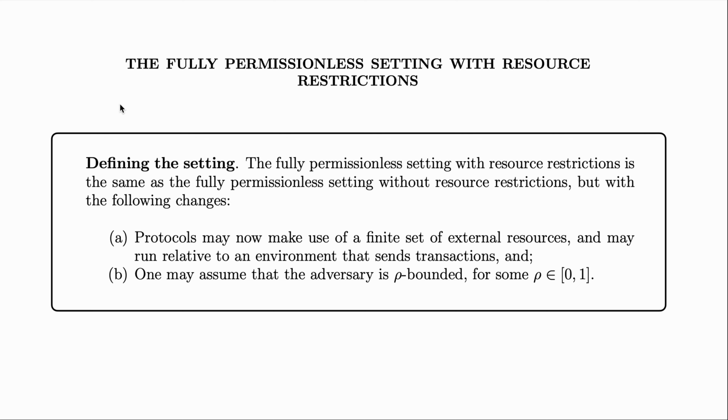So here's the definition. The fully permissionless setting with resource restrictions is the same as the fully permissionless setting without resource restrictions that we defined earlier, but with the following changes. First of all, protocols may now make use of a finite set of external resources and may run relative to an environment that sends transactions. And then we'll also allow that one may assume that the adversary is rho bounded for some rho in [0, 1]. So you're now allowed to make resource restrictions. Okay, so that's the definition.